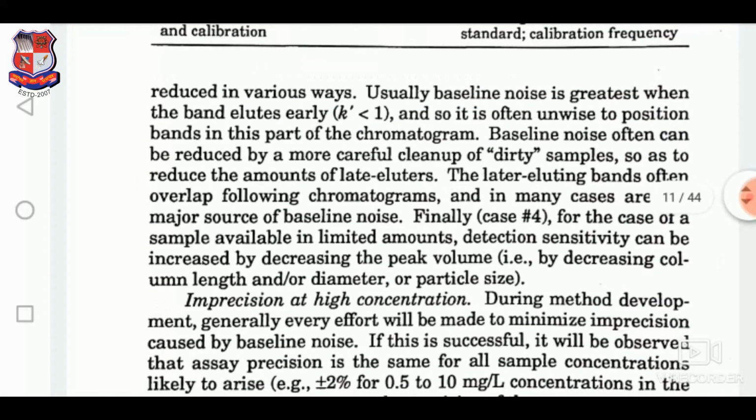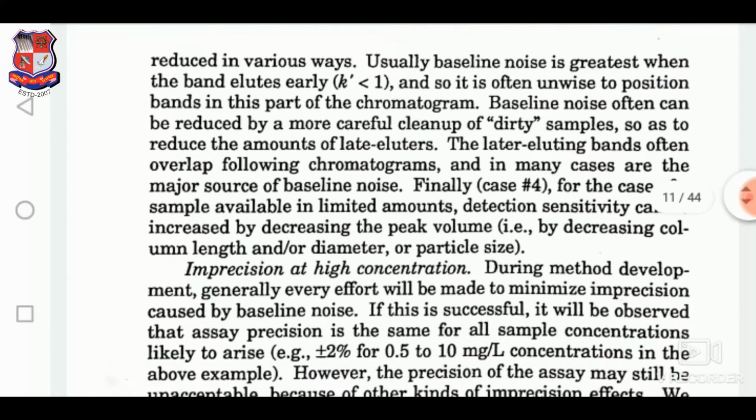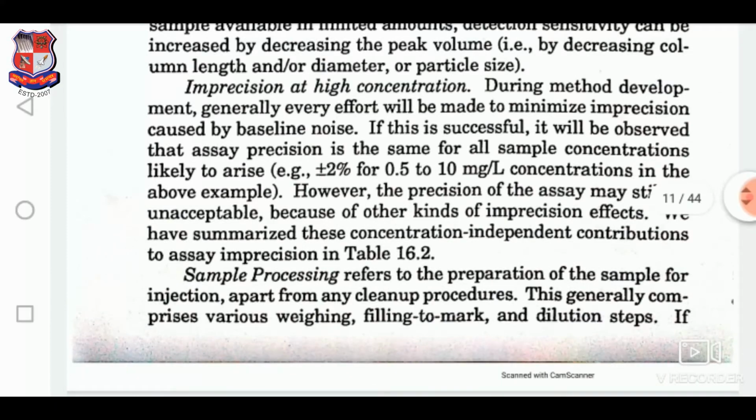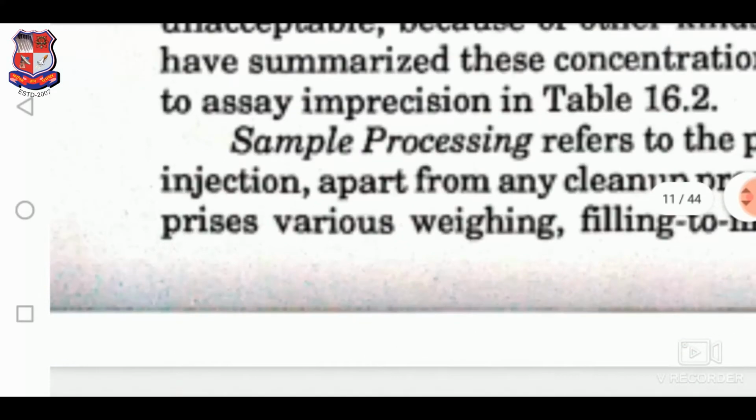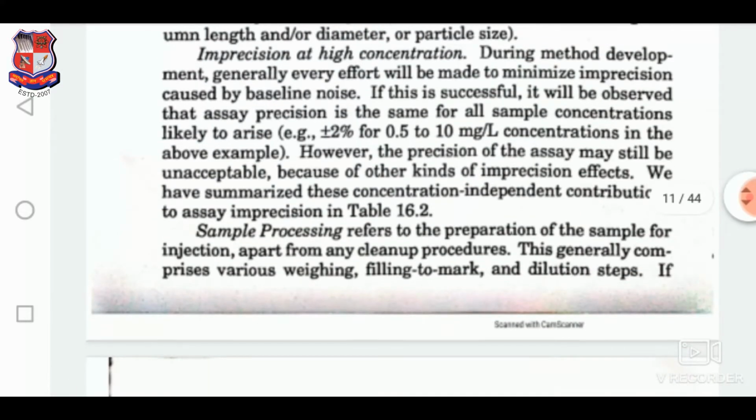So usually baseline noise is greatest when a band elutes early, that is capacity factor less than 2, and so it is often unwise to position bands in these parts of the chromatogram. Baseline noise often can be reduced by a more powerful cleanup of dirty samples. So these are the further explanation for that.